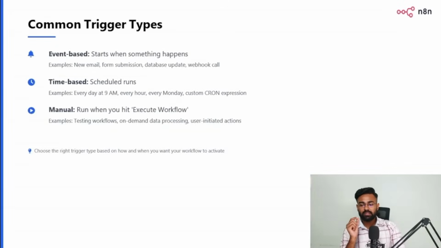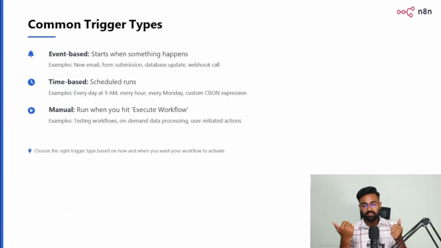Common trigger types: event-based triggers, right, which are basically something which happens in some external place. For example, you have received a new mail, you received a form submission, a database is updated, there is a webhook call, right? These are event-based triggers.